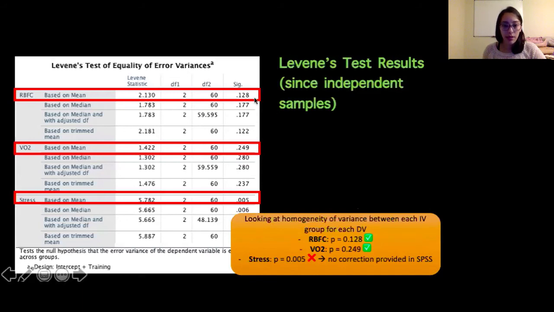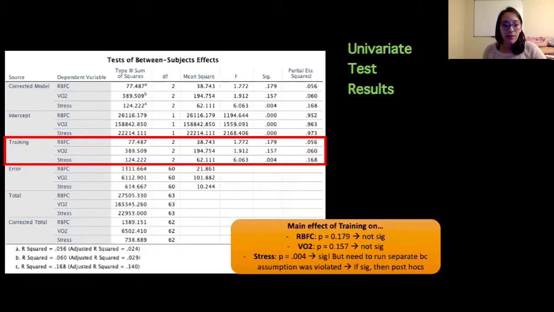From here, once you know if you've met your homogeneity of variance assumption, you would then look at the test of between subject effects, which has a lot of stuff on this table that you don't need. All you're interested in is what your independent variable is. If you have multiple independent variables, you're going to have more than one of these, just stacked on top of each other. But you can see you get the univariate test, based on this grouping for each of your dependent variables.